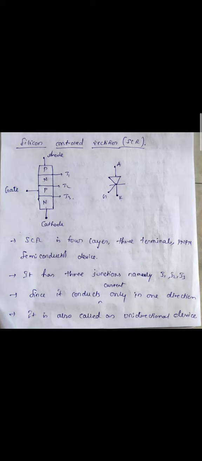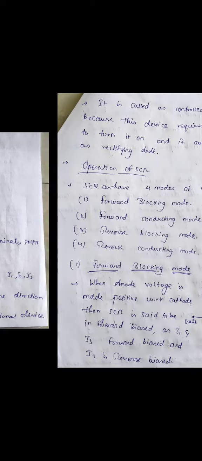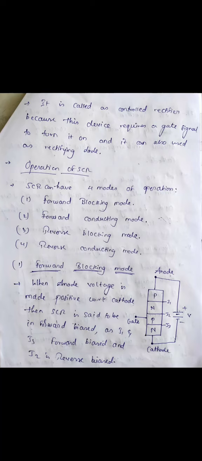Because the gate terminal is given to the p-type semiconductor. It is a control rectifier because this device requires a gate signal to turn it on, that is, to make the SCR functional. To make the SCR functional, we have to give a gate signal to the SCR device, and then it will turn on.